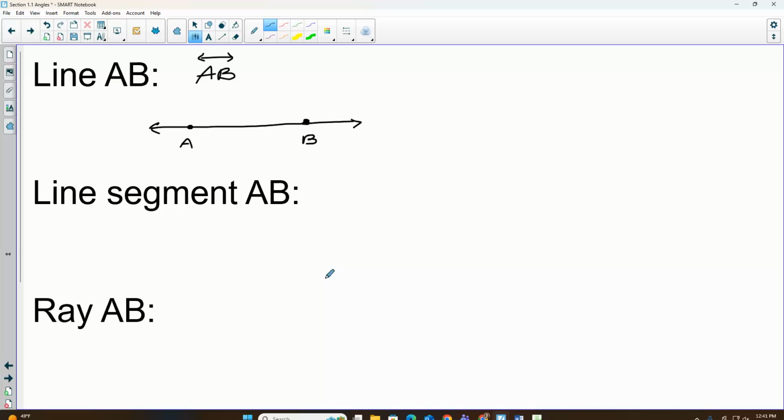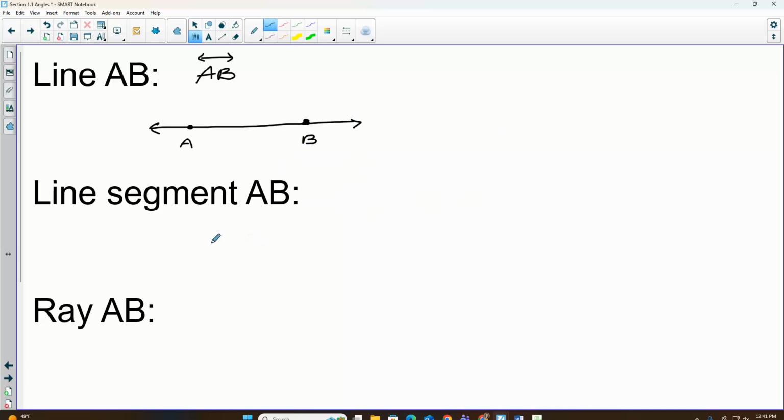We don't see it a ton in trig, but it seemed like a good opportunity to review it for the ACT or anything like that as well. So lines keep going in both directions. You can switch, it doesn't matter which letter you put first, BA, AB, that's the same.